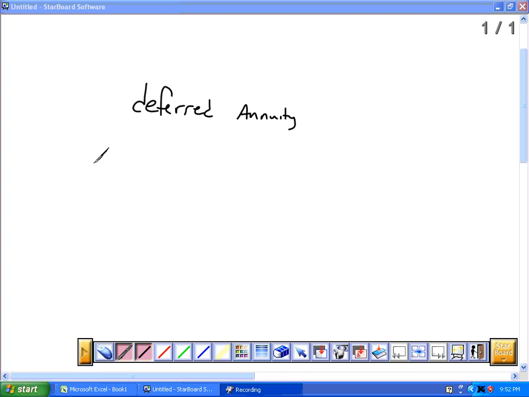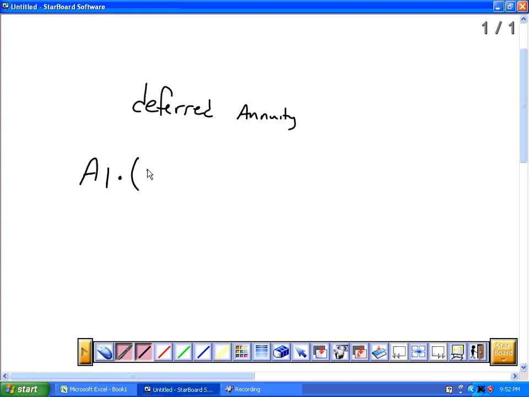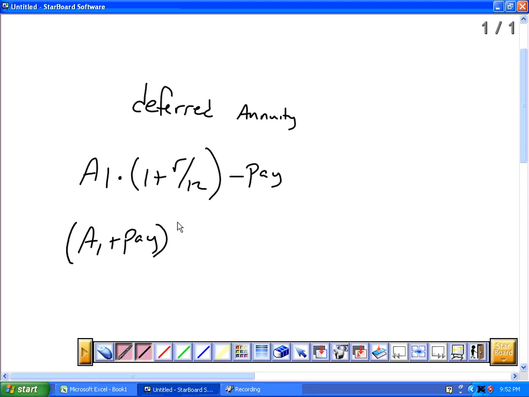So normally when we're paying loans, we have an initial amount times 1 plus the rate over 12, minus the payment. This time it's going to be the previous amount plus the payment. So this is your new amount, if you will, times 1 plus the interest over 12. That's the big difference.